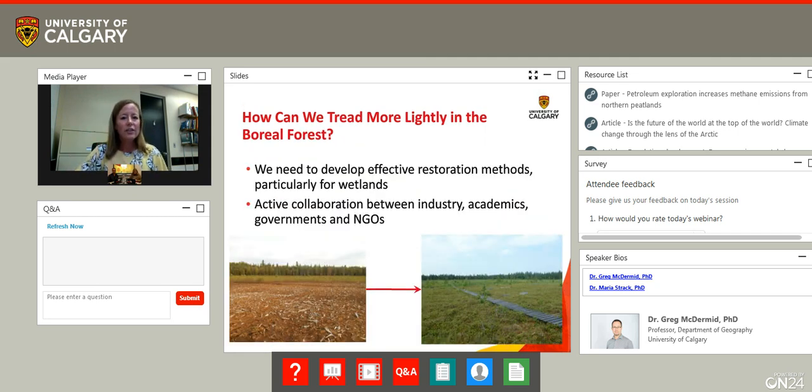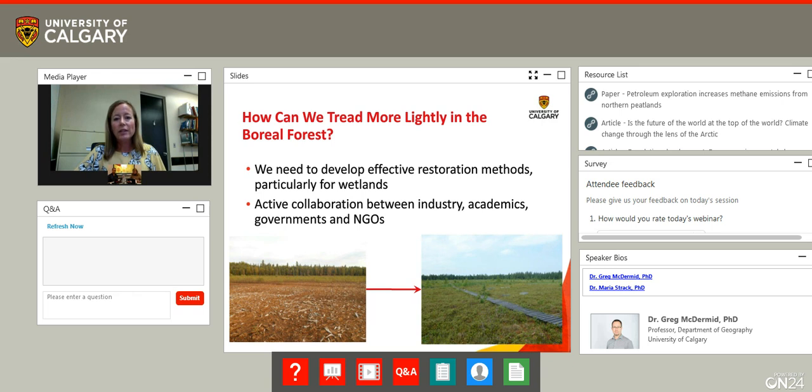I think the second thing, though, is that we need to start working towards developing best management practices, but also effective restoration methods. This is particularly important for wetlands, where these wouldn't have been locations traditionally where there would have been a lot of forestry going on. So we don't really have good methods in a lot of cases for getting trees to grow back on these sites or for restoring them back into functioning ecosystems.